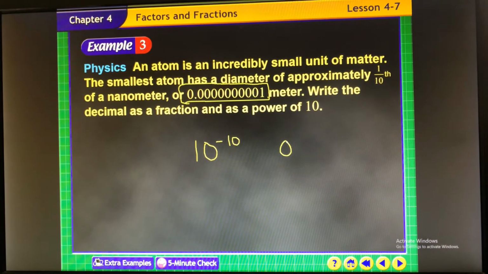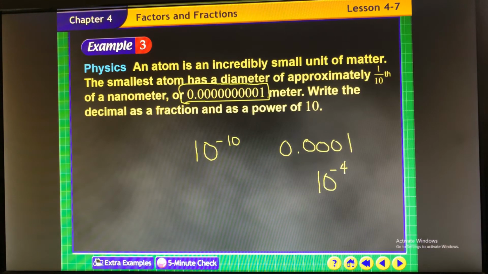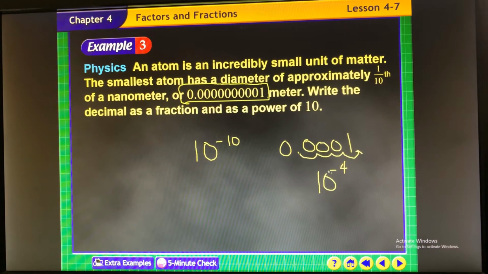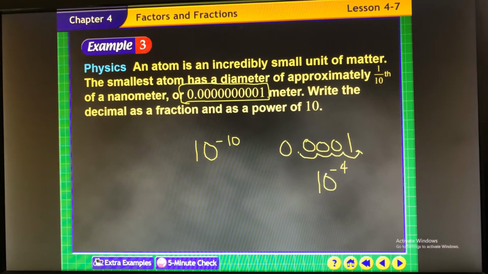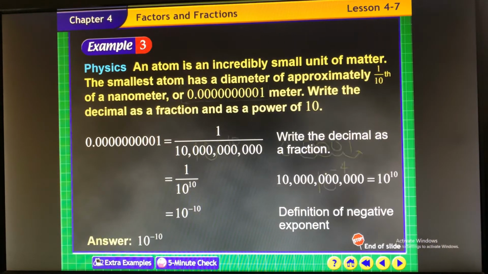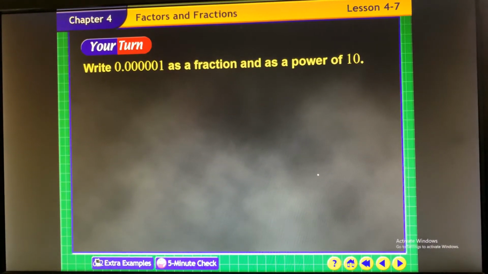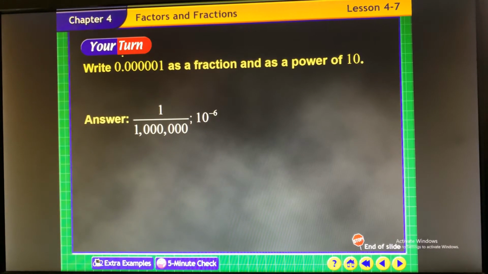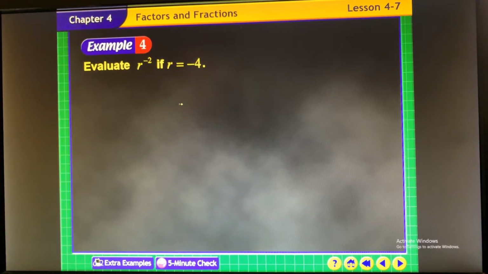Let's say I had this. That's going to be 10 to the negative 4. Remember, you're not counting zeros. You're counting how many places it would take to move the decimal all the way to the back. That's where I'm getting the negative 4, not counting zeros. So try that one. 10 to the negative 6, because you would have to jump 6 spaces to get to the very back.